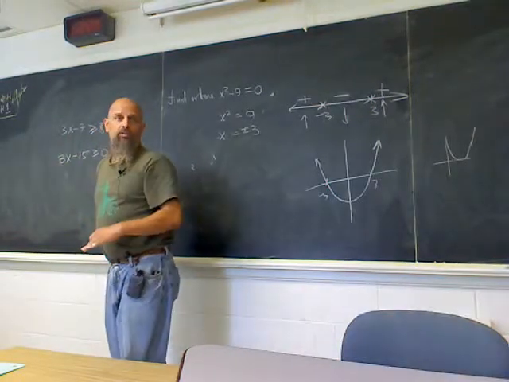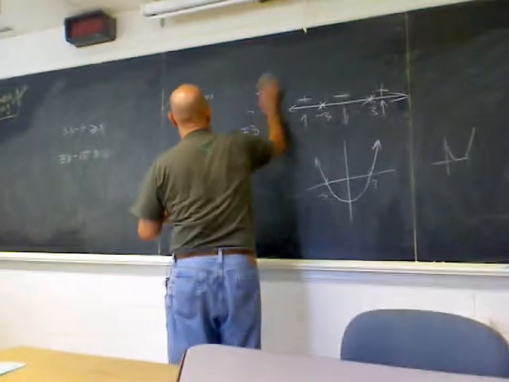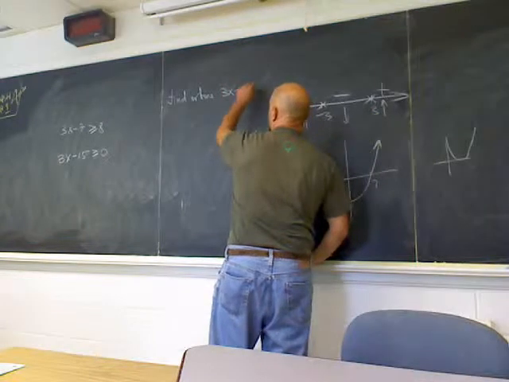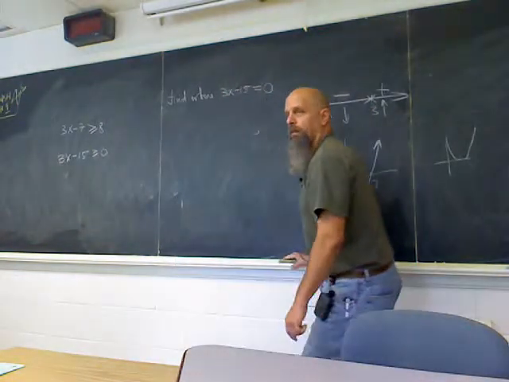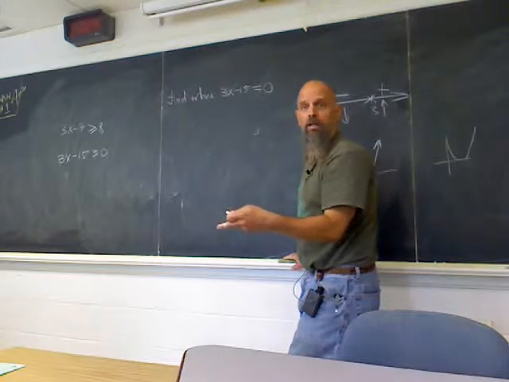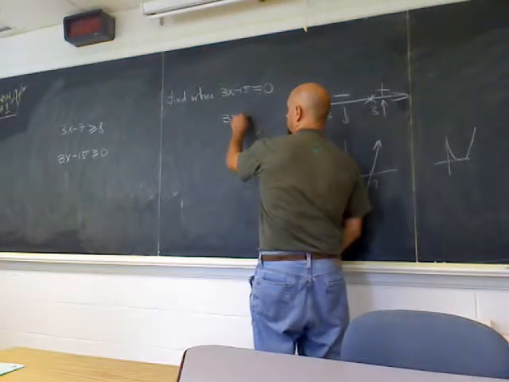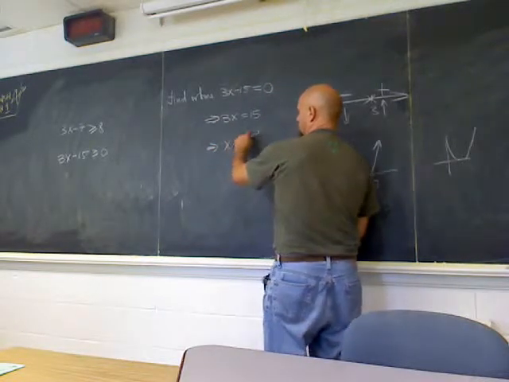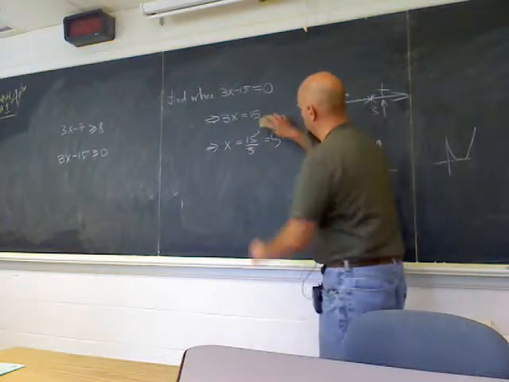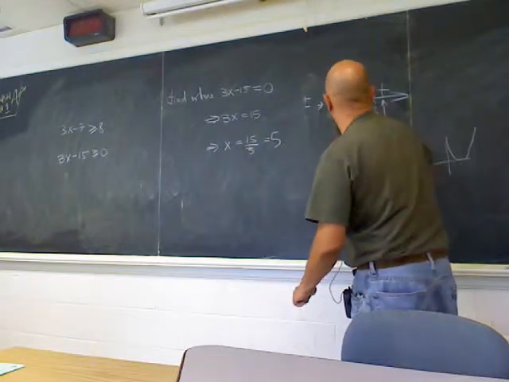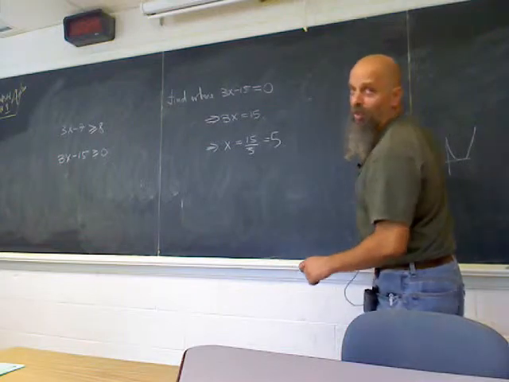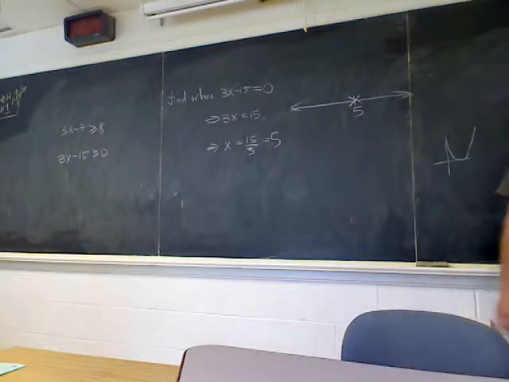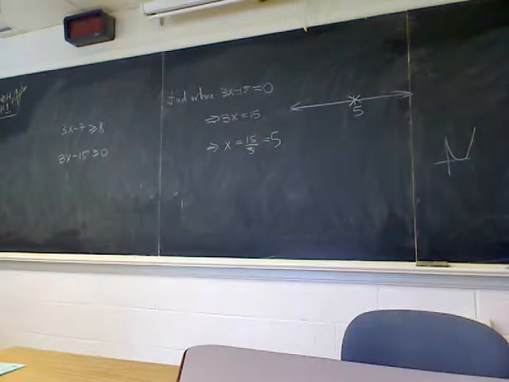Find the x-intercepts. Find where 3x minus 15 is equal to 0. Add 15 to both sides and divide by 3. And plot it on a number line. Sorry, that was louder than I meant to be. Plot it on a number line. Put an X on it. It's an x-intercept. Get all this information from this one picture.